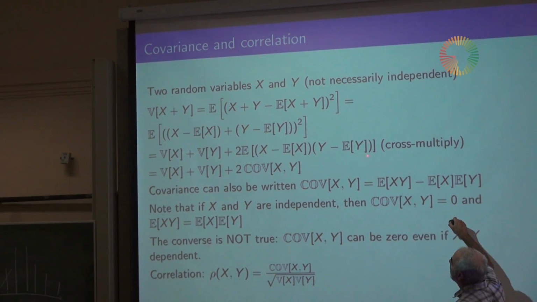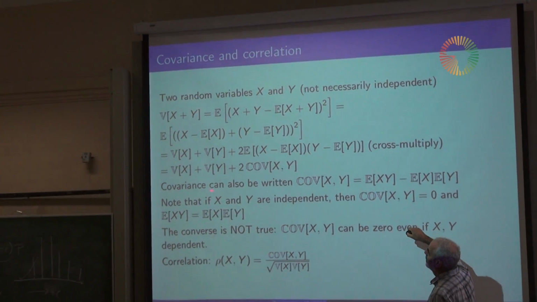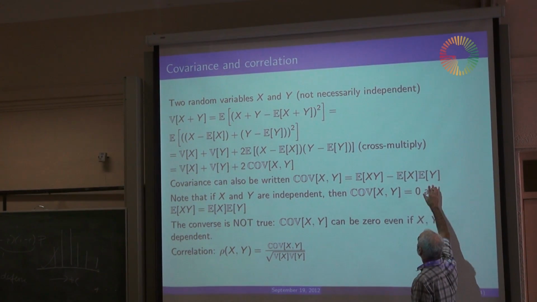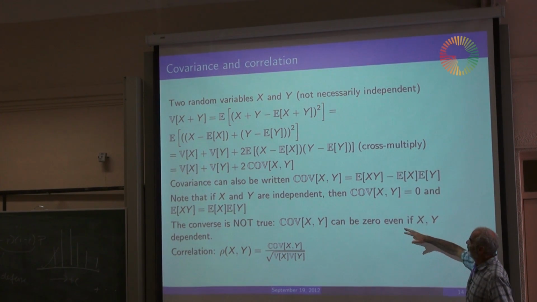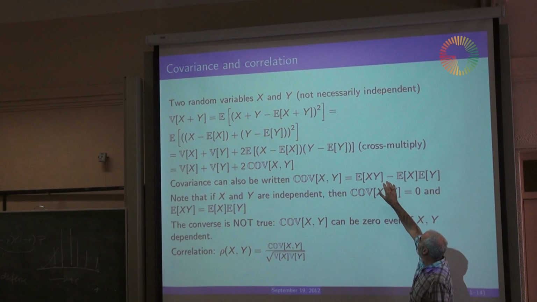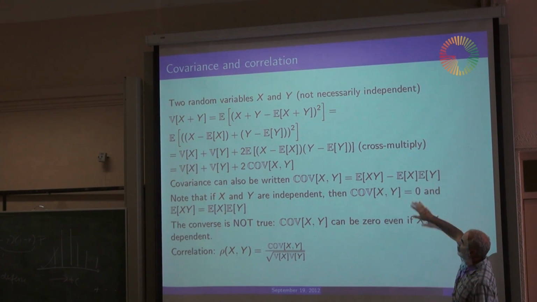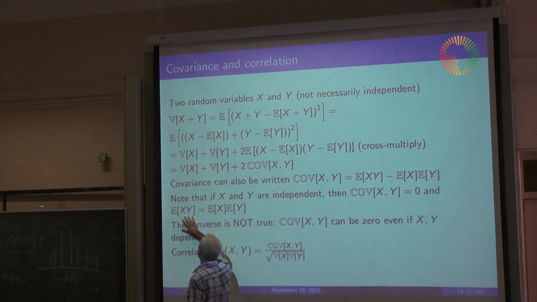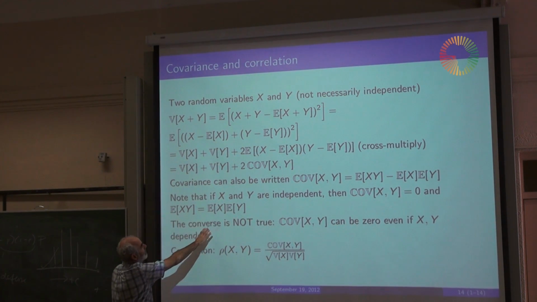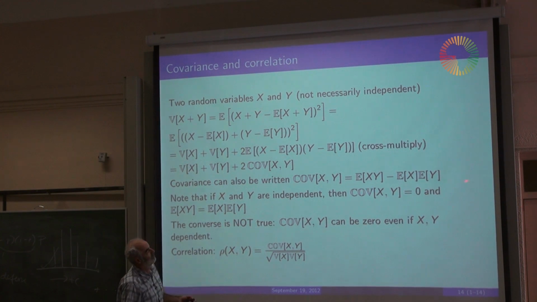And that's known as the covariance of x and y, which can also be written, and is usually written in this form. So the covariance of x and y is the expectation of the product minus the product of the expectations. Now, if these are independent, this is 0, and we have this nice form that the expectation of the product is the product of the expectations, because this cancels out to make 0.